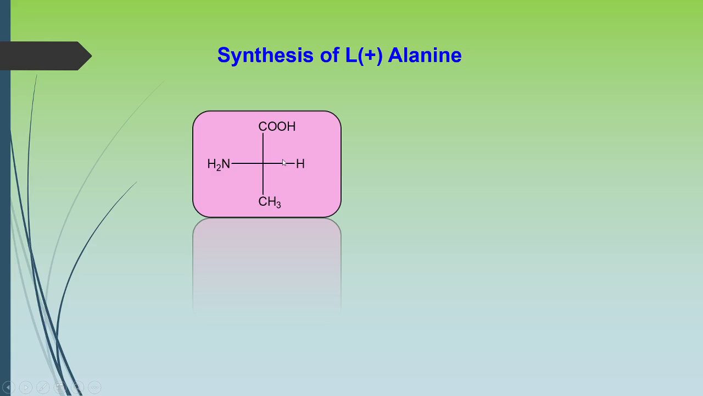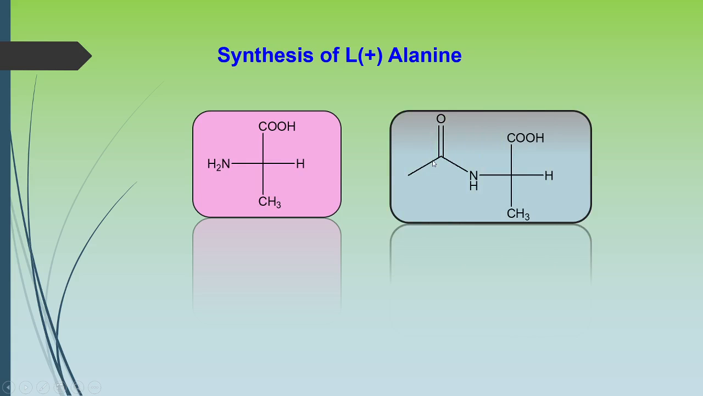This is the amino acid, and this amino acid is very reactive. Therefore, it is kept in the protected form in the presence of acetic anhydride. If we keep this molecule in acetic anhydride, then we have a lone pair on this nitrogen atom and the acetic anhydride is the electrophilic center. Therefore, this NH2 can be protected and we get N-acetyl L-alanine.